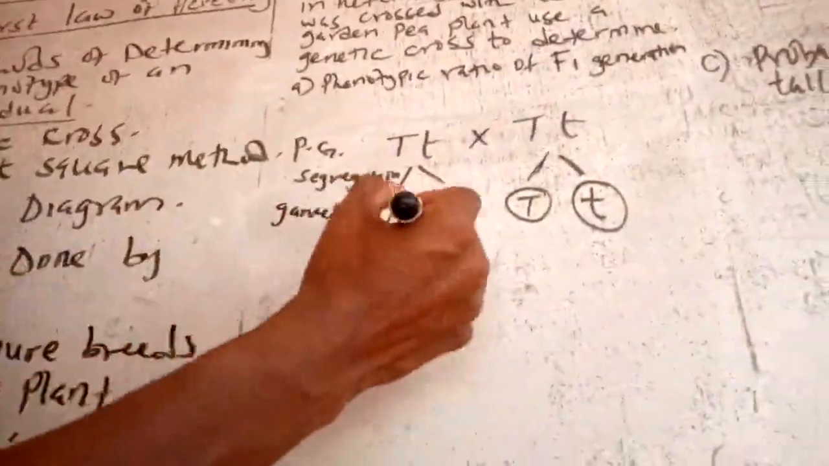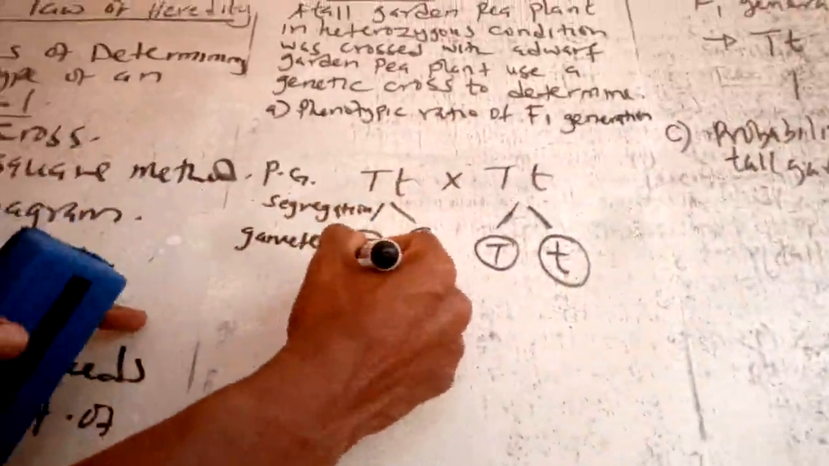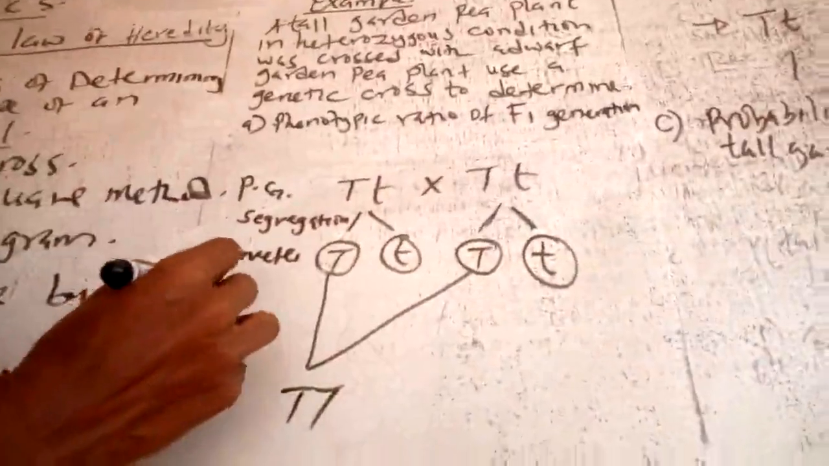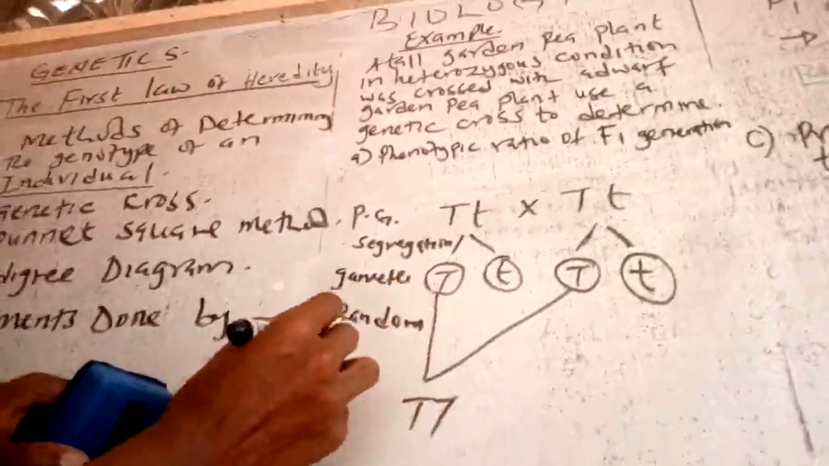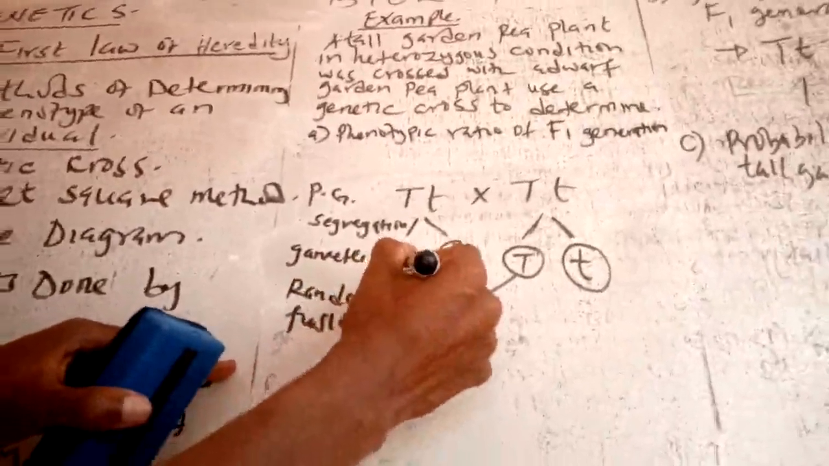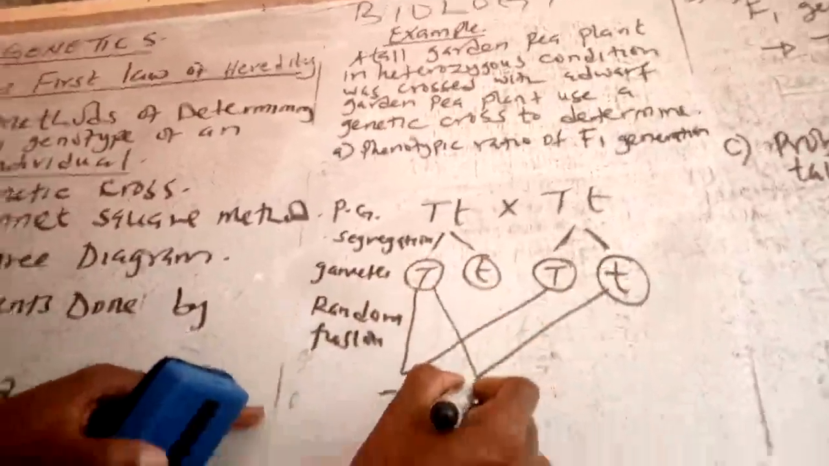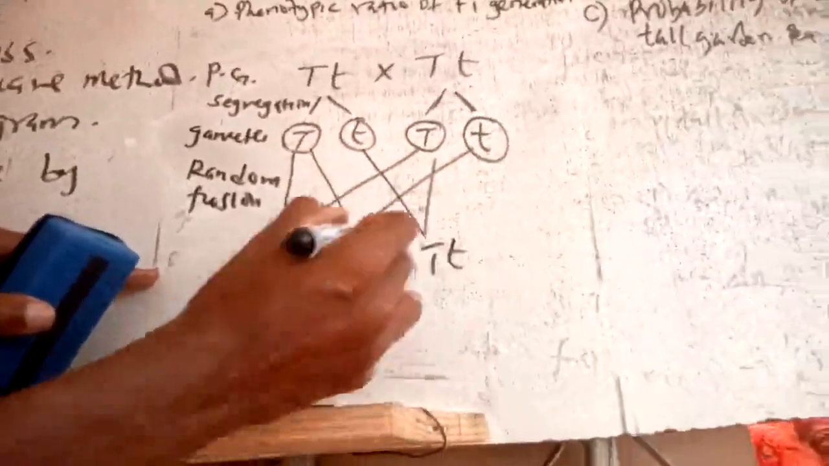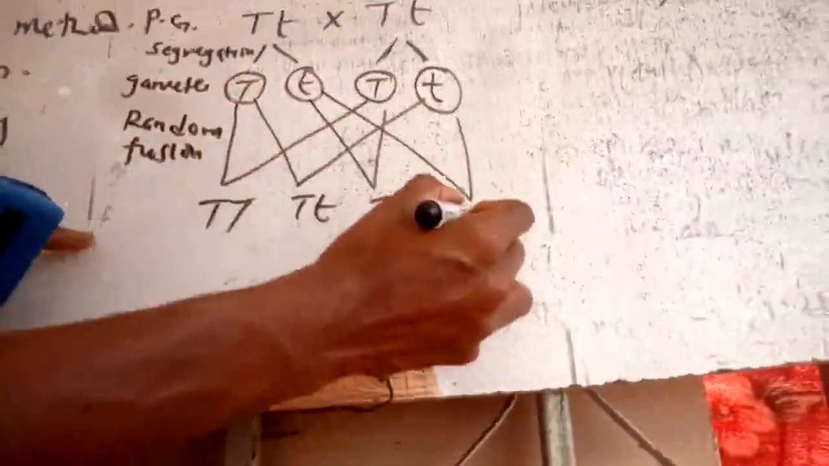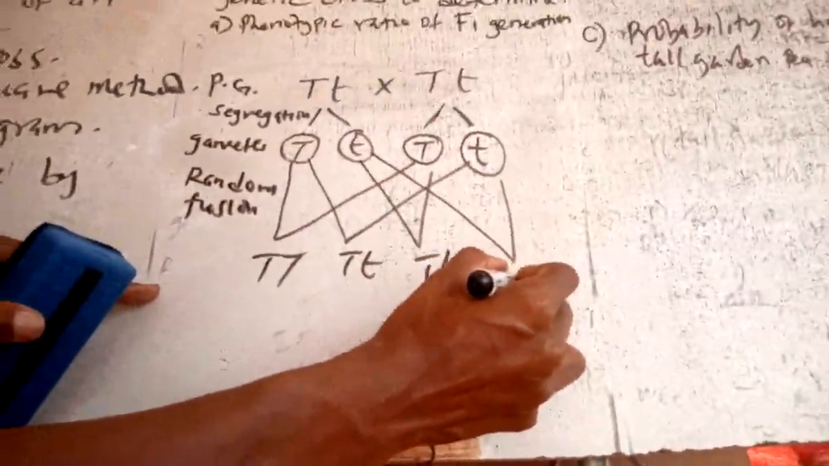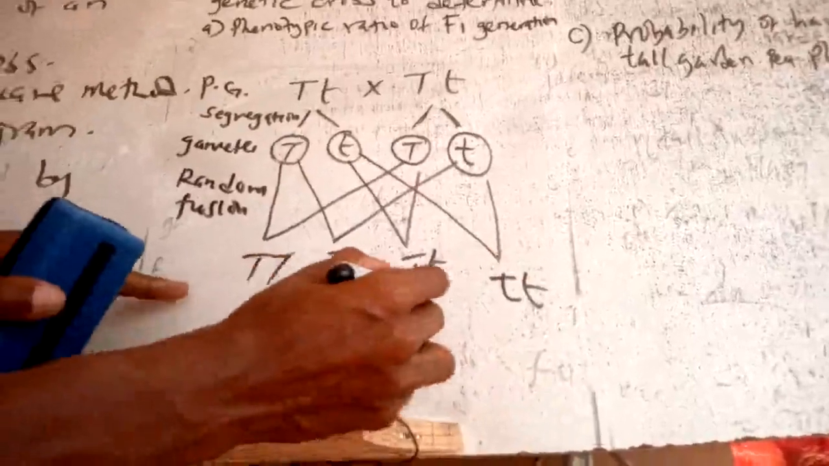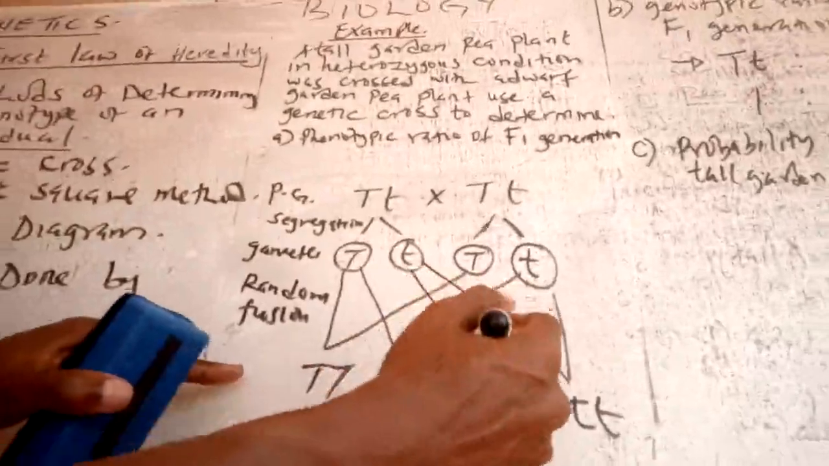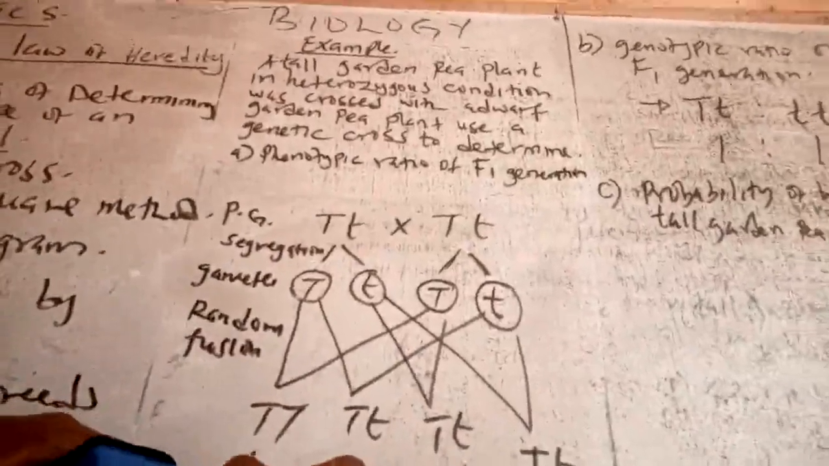And after segregation, the gametes fuse randomly, and therefore that can go with that. This is random fusion, and this one may link with this one, and this becomes like that, and this may link with this one, it becomes that way, and this also may link with this one, and this becomes small t small t. And therefore you can see that there is a mixture, whereby the phenotype of the resulting F1 generation, you will find that these are tall.